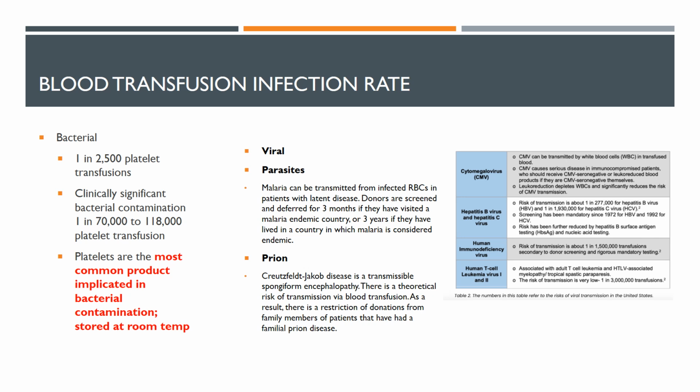Parasites can also be transmitted, mostly from malaria, in patients that have latent disease. So donors are screened and deferred for 3 months if they had visited a malaria endemic country, or 3 years if they have lived in a country in which malaria is considered endemic. And prions is a transmissible spongiform encephalopathy, so there is a theoretical risk of transmission via blood transfusion. So there are restrictions on donations from patients that have had family members with prion disease.